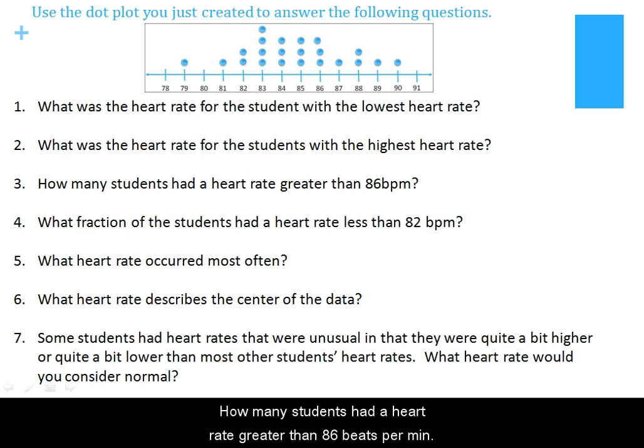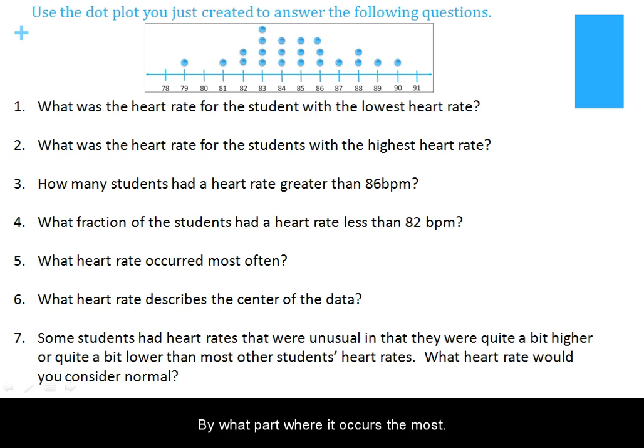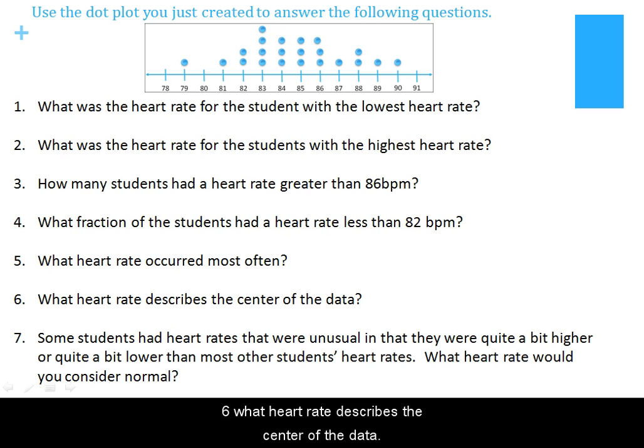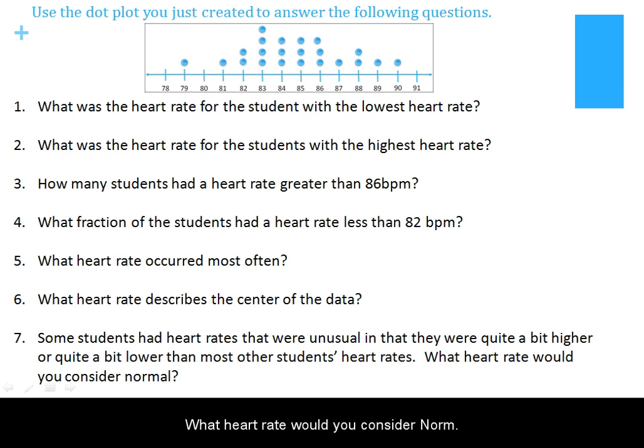3. How many students had a heart rate greater than 86 beats per minute? 4. What fraction of the students had a heart rate less than 82 beats per minute? 5. What heart rate occurred the most? 6. What heart rate describes the center of the data? Question 7. Some students had heart rates that were unusual in that they were quite a bit higher or quite a bit lower than most of the students' heart rates. What heart rate would you consider normal?